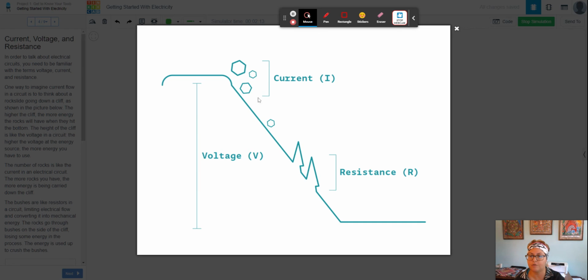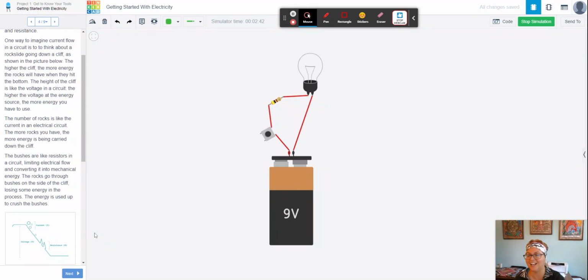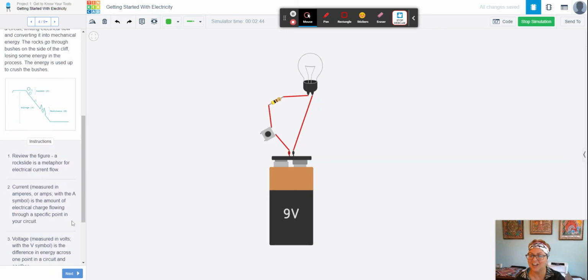So the number of rocks is like the current in an electrical circuit, okay? The more rocks you have, the more energy is going to be carried down that cliff. The bushes are like resistors in a circuit, limiting the electrical flow, okay? And the rocks basically go through the bushes on the side of the cliff, losing some energy as they go, and the energy is used up to crush the bushes, so to speak.